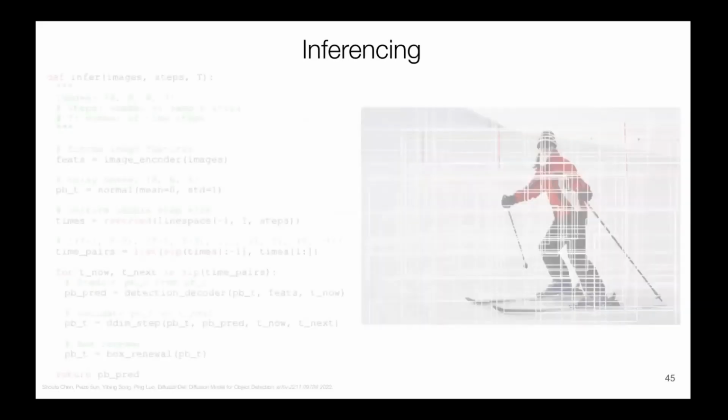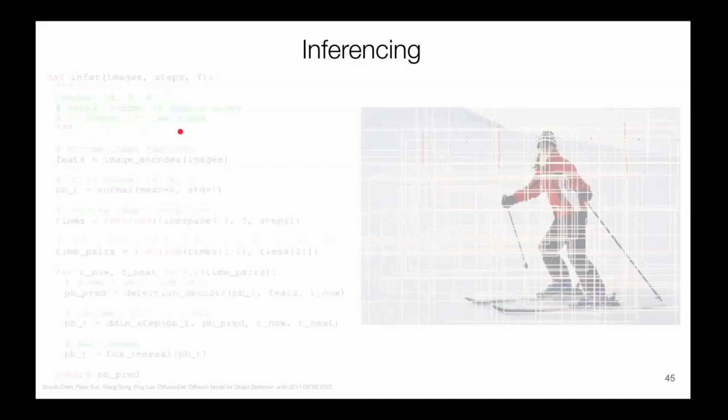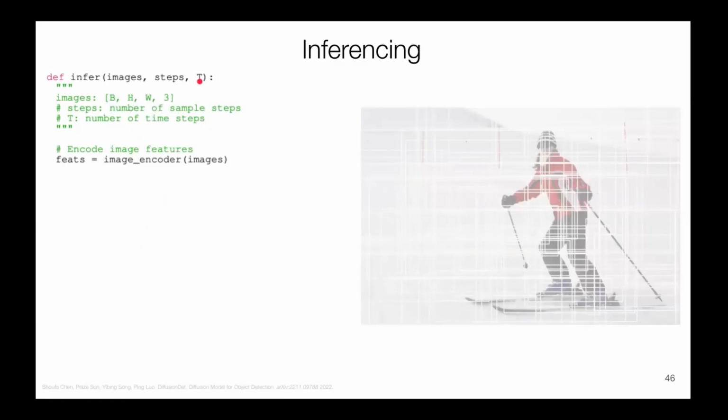Next up, we're going to go to inferencing. This is the infer pseudocode. It takes as input the images that we're going to make predictions on, the sampling steps, and the time steps. So the sampling steps are how often we want to run this loop. And then the time steps are the skips in the denoising process that we're going to use. And then we're going to encode the images to extract the feature map.